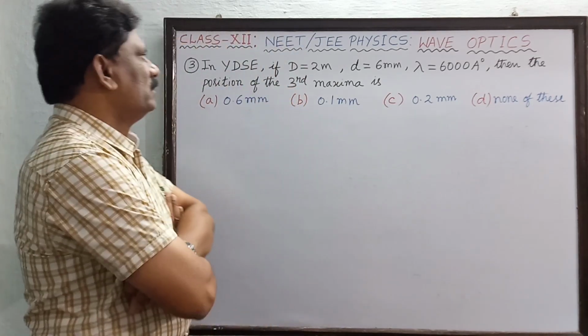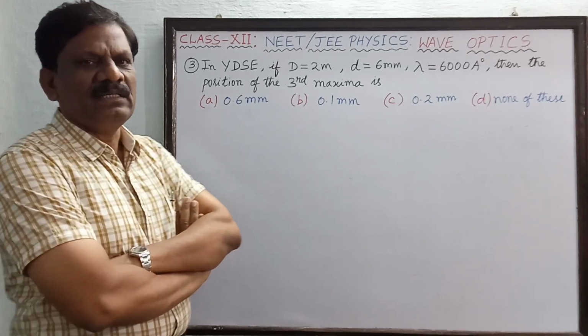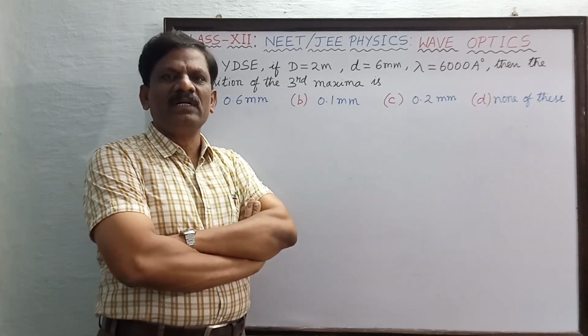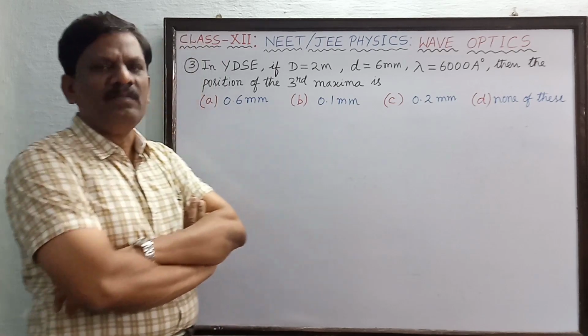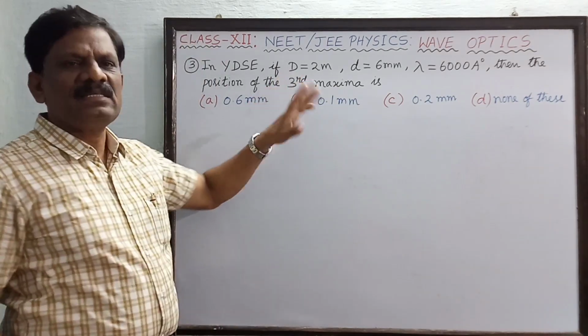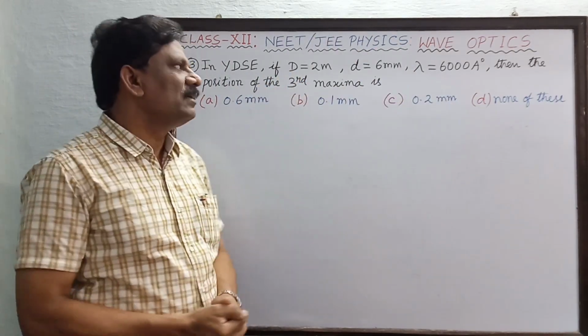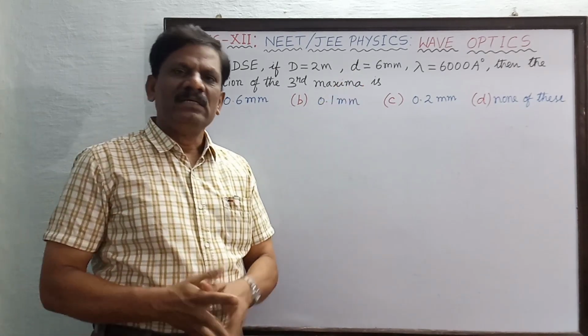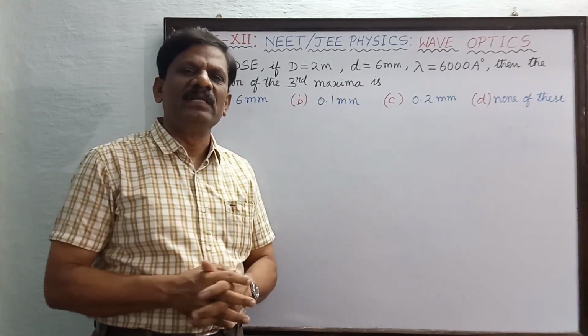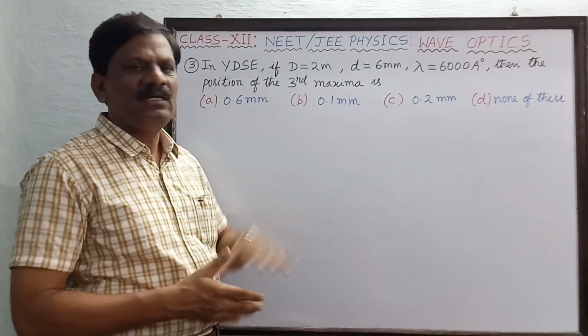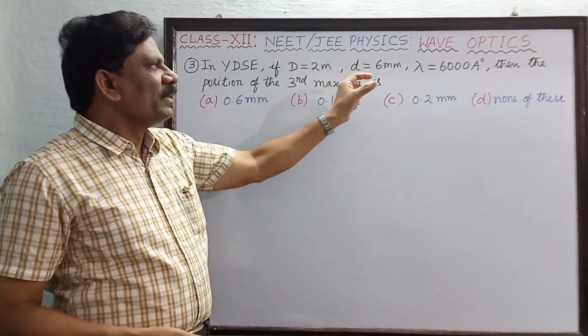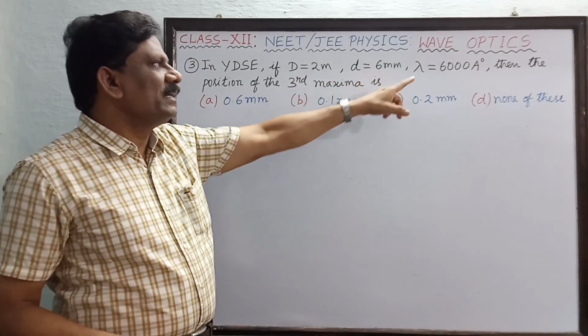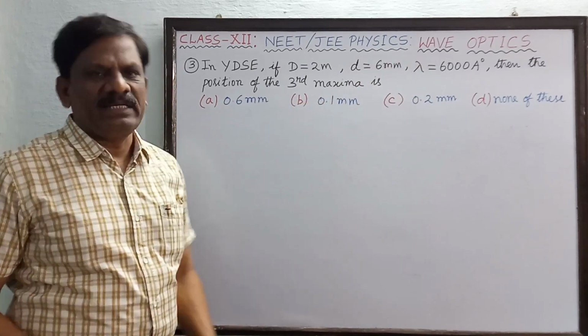What are all the terms in Young's double slit experiment? You must keep it in your mind. Capital D means what? It is the distance of the screen from the coherent sources. Small d means what? It is the distance of separation between the two coherent sources, the slit separation we can say. And lambda is the wavelength of light.